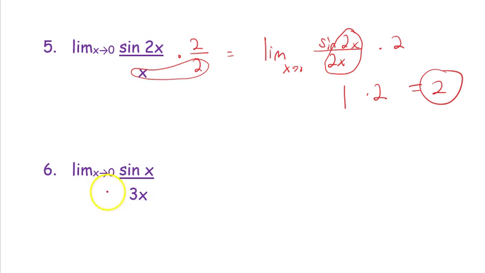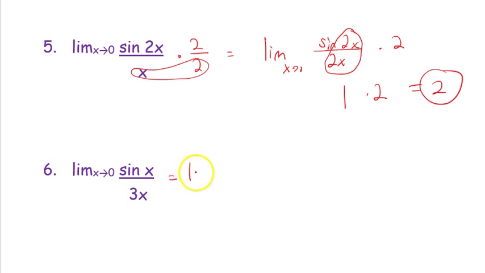Alright, example 6. This is kind of the opposite situation. This time I have a plain x with the sine and a 3x on the bottom. I can't multiply like I did in number 5 and put something with a sine, because this is a stronger bond than multiplication. You can't just stick something in it. So I have to make this be sine x over x.